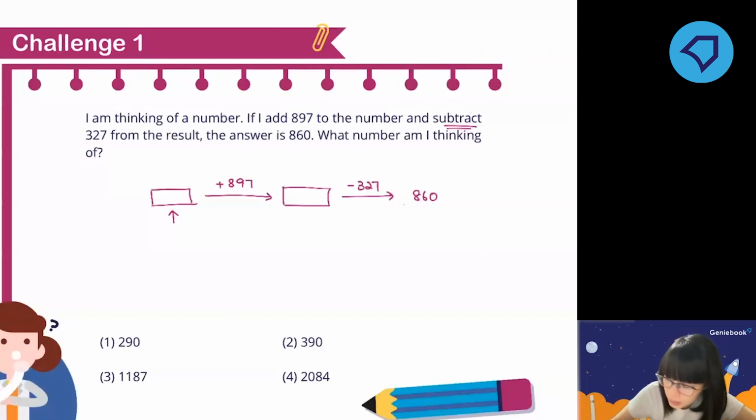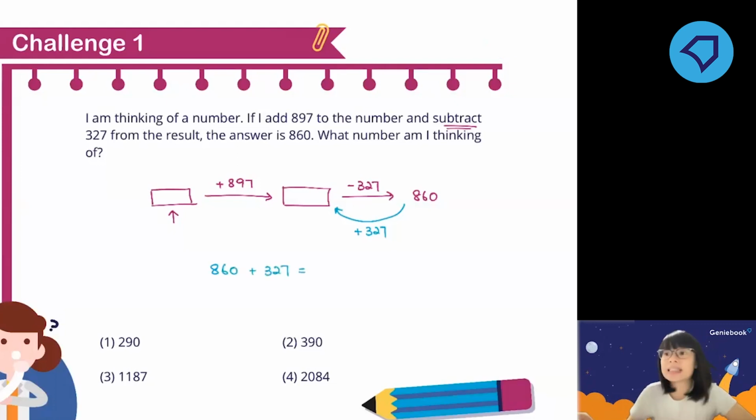So we're going to start from here. We want to find this number. Something minus 327 will give me 860. So in order for me to find this number, I need to plus 327, right? So we have already gone through our addition and subtraction. Okay, so the first step that you need to do is take 860 plus 327. Can anybody give me the answer? What is 860 plus 327? 1187. Yes, okay.